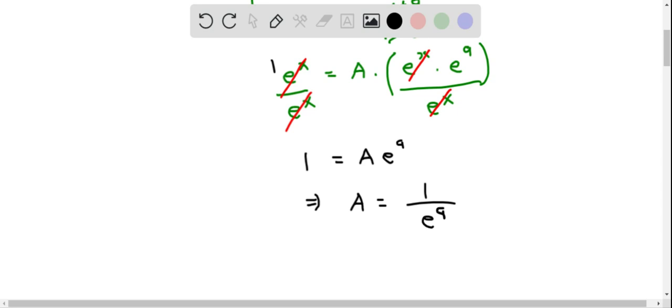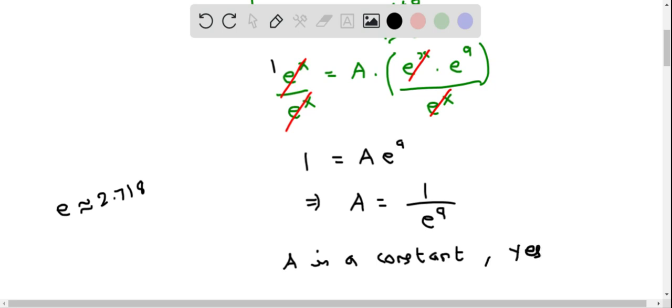And we observe that the value of a, which equals 1 over e power 9, is a constant, because we know that e is approximately 2.718. So when you raise this number to power 9 and take its reciprocal, that is 1 over e power 9, it's going to be a constant. So we can say that a is a constant. And this answers the question, is a a constant? So it is yes, a is a constant.